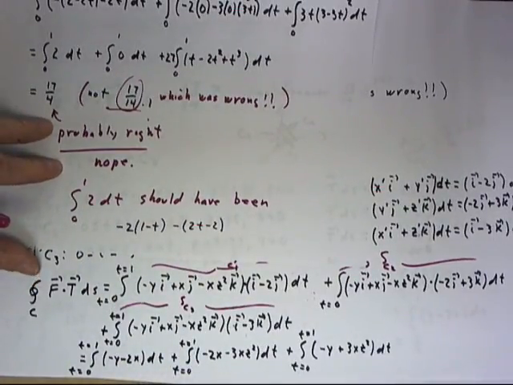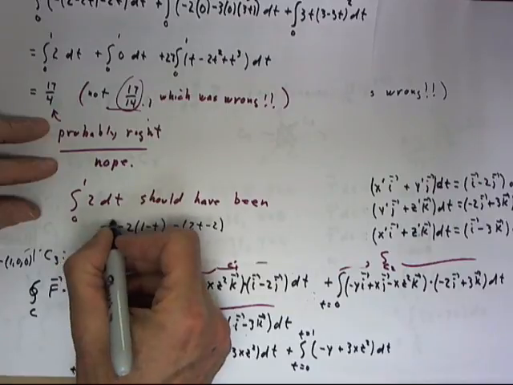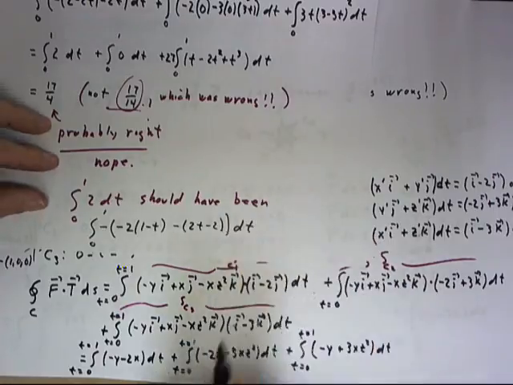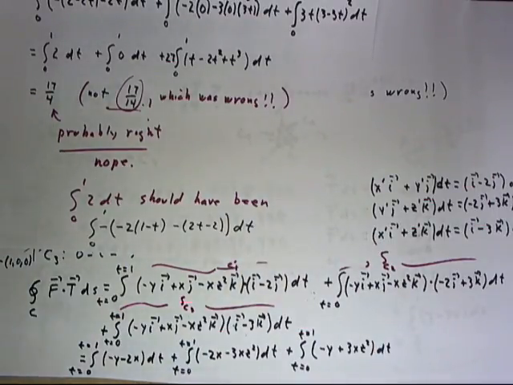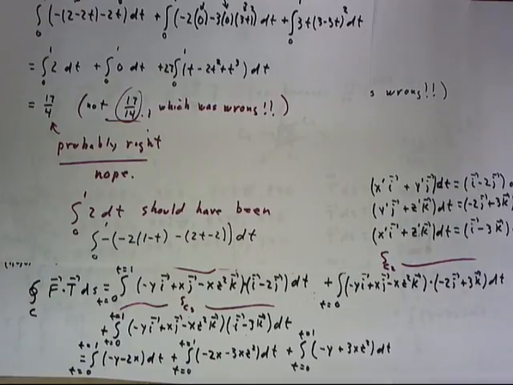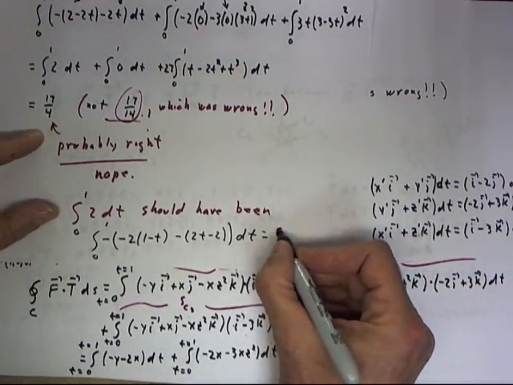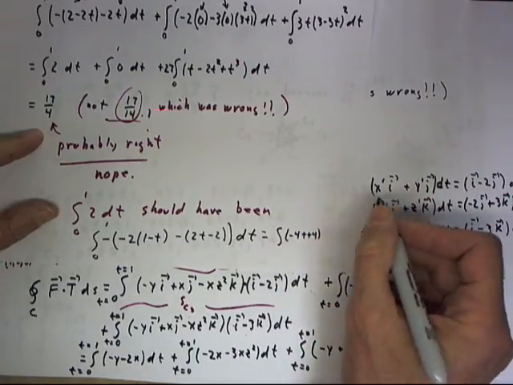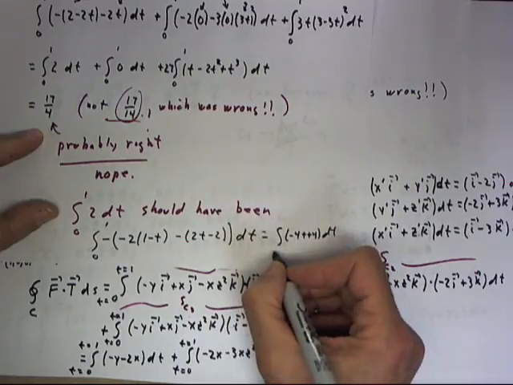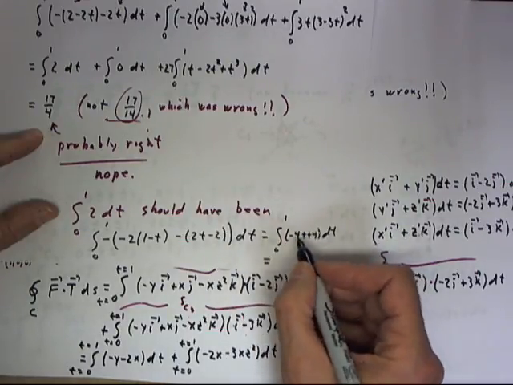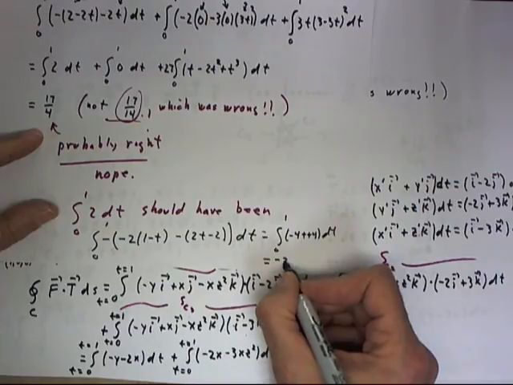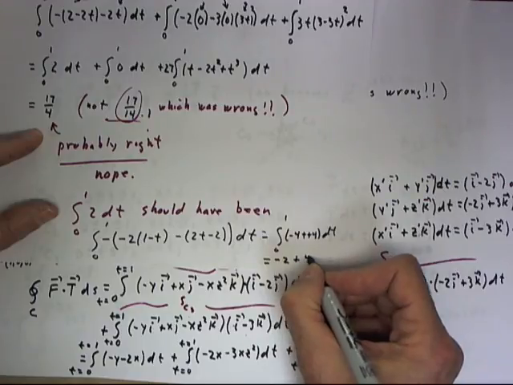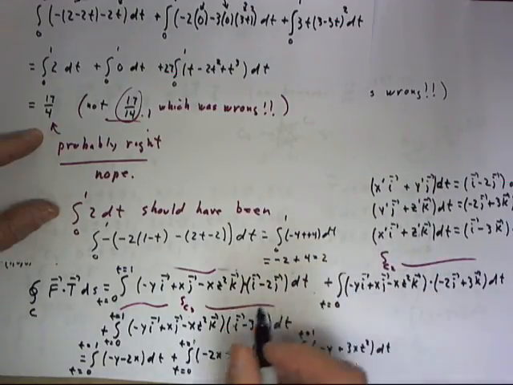And this whole thing should have been negative. So we should have had the integral from 0 to 1 of this, and that would be the integral of negative 4t plus 4 dt, integral from 0 to 1. And that would be negative 2 plus 4, which comes out 2.